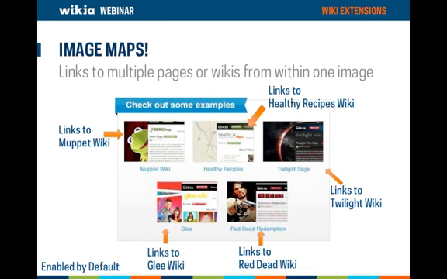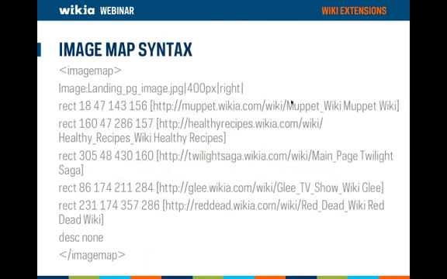How does image map work? Here you can see the code syntax for the image from the previous slide. That one image links out to 5 different wikis depending on where you click on the image. I know this may look a bit daunting, so let's break down what you are seeing.